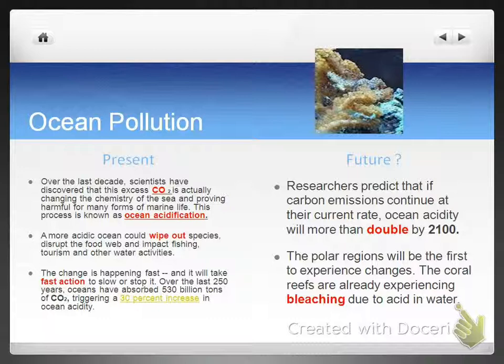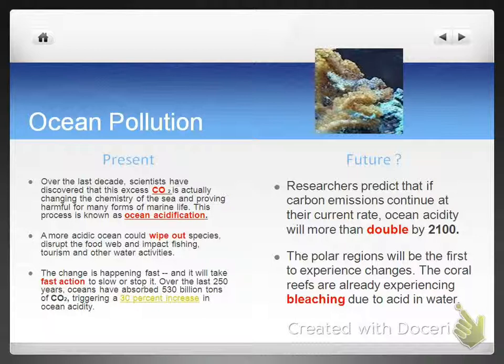But over the last 250 years, the oceans have absorbed 530 billion tons of carbon dioxide. This has triggered a 30% increase in how acidic the ocean is. That's the present. The future is that it's taken 250 years for 530 billion tons to be absorbed, and that is going to more than double in the next 85 years. So 85 years, it's going to double, 250 years to get to 530 billion tons. So that is rapid growth.